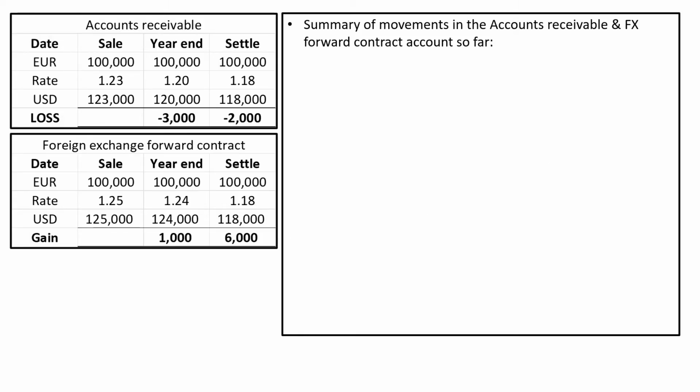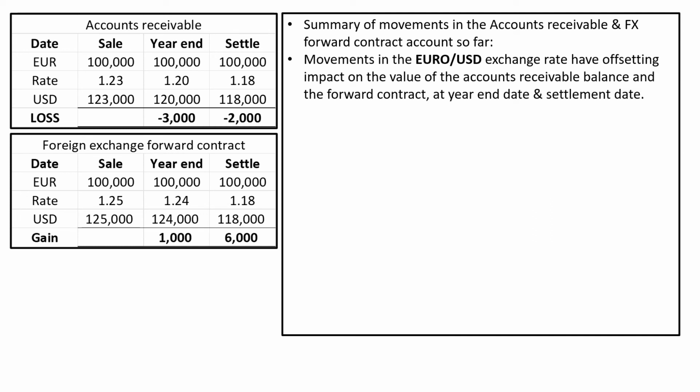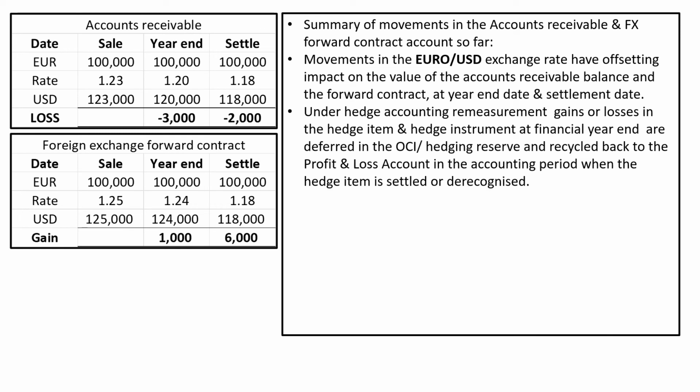So, a summary of movements in the accounts receivable and FX forward contract accounts so far. What we have observed is that the movements in the euro and USD exchange rate have offsetting impact on the value of the accounts receivable balance and the forward contract at year-end date and settlement date. Under hedge accounting, remeasurement gains and losses in the hedge item and hedge instrument at financial year-end are deferred to the OCI and hedging reserve and recycled back to the profit and loss account in the accounting period when the hedge item is settled or de-recognized.